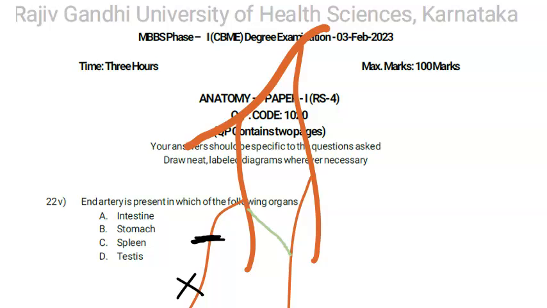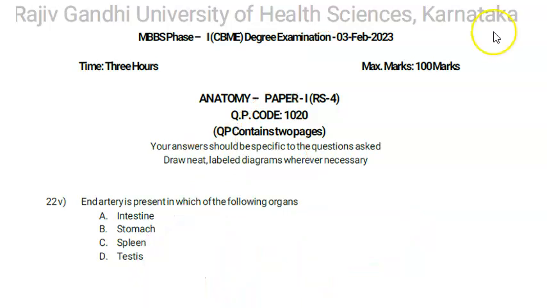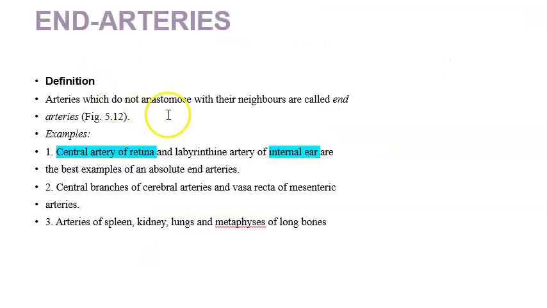But now let us say this one here has a blockage here. This one is not going to die. Why? Because the blood is going to come via the anastomosis and this one will still be fine. So basically what you're seeing here is an end artery. It does not have any anastomosis. So once it gets blocked, there is no blood supply. So what is an end artery? Arteries which do not anastomose with their neighbors are called end arteries.